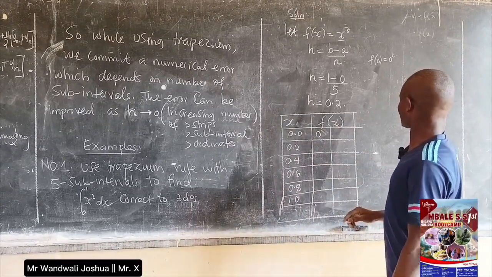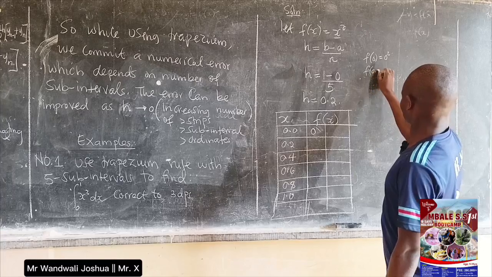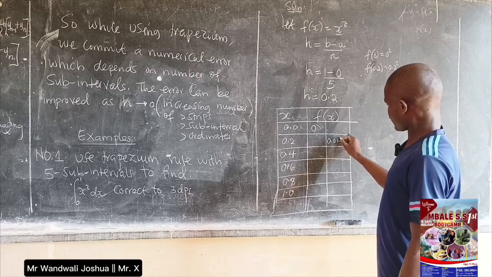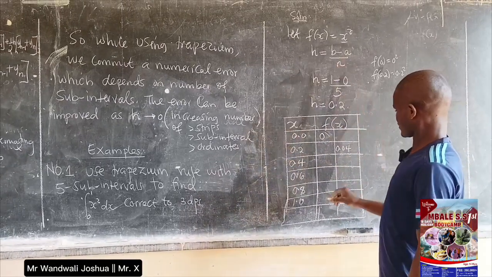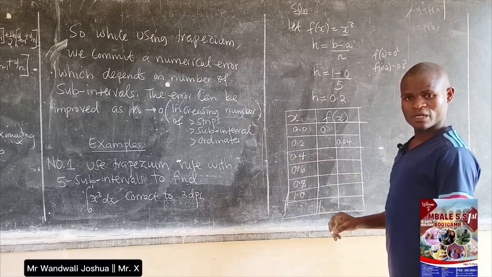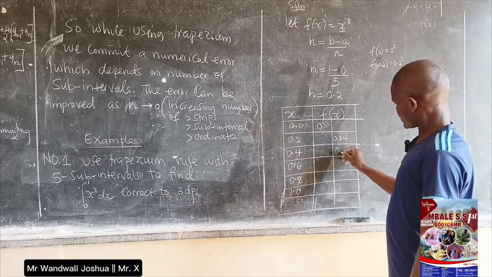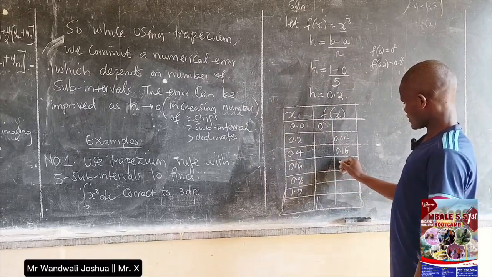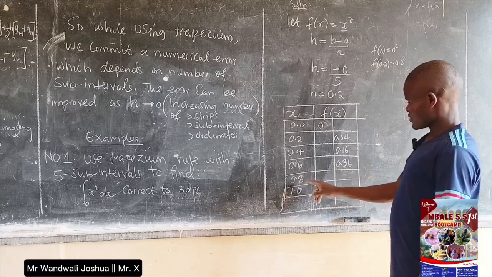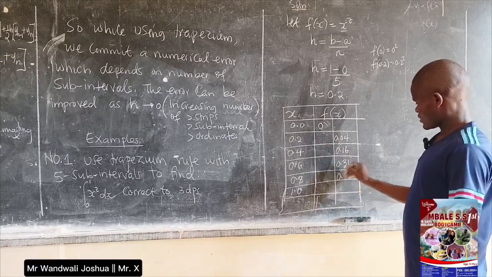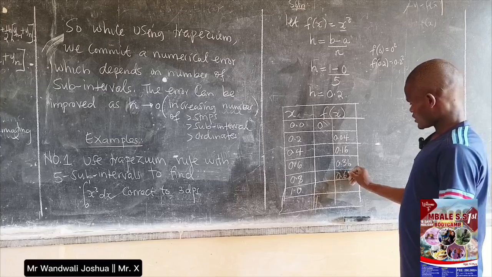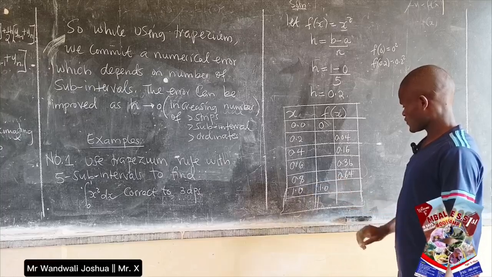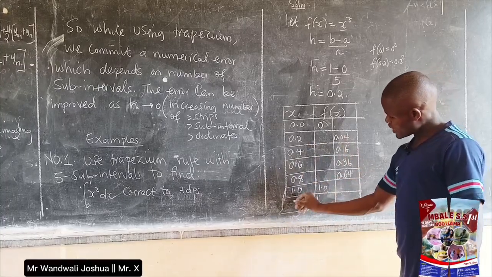Then the next one, we're going to have f of 0.2. What is 0.2 squared? 0.04. Next, when I put this one here, what is 0.4 squared? 0.16. When I again substitute 0.6 here, I'll be getting 0.36. When I substitute this one there, I'll be getting 0.64. And lastly, when I put there 1, I'll be getting 1.0. Then we need to add up these values.